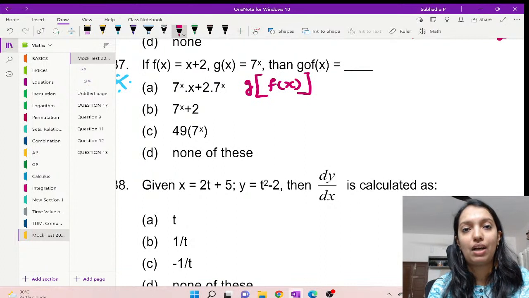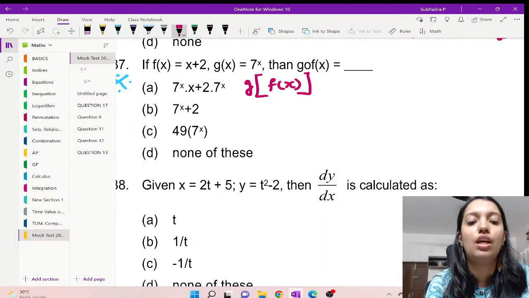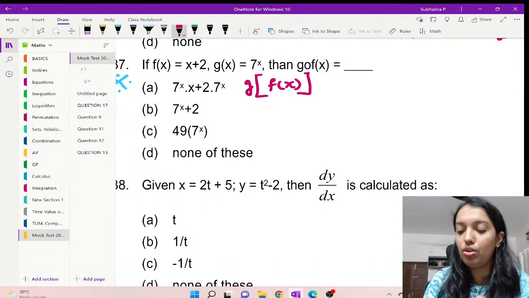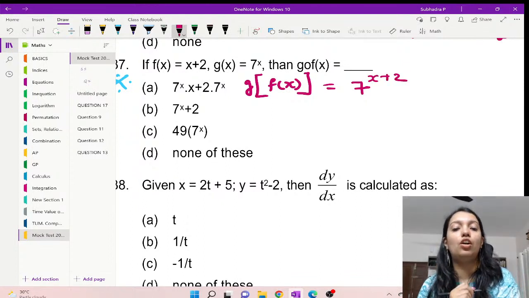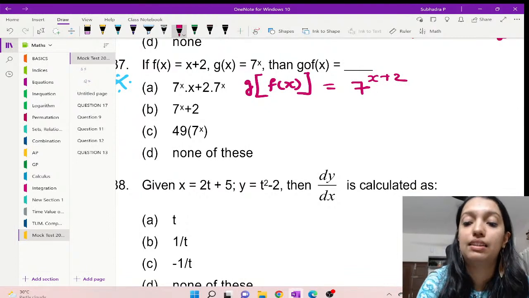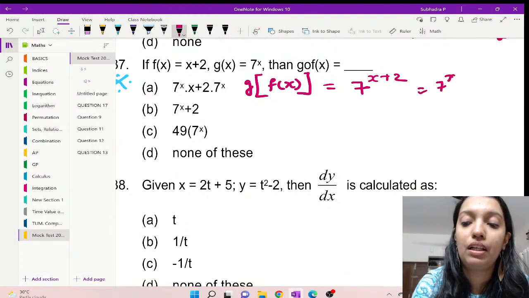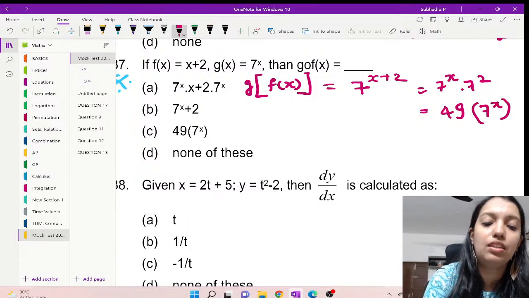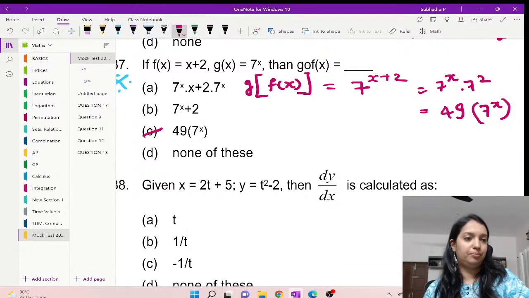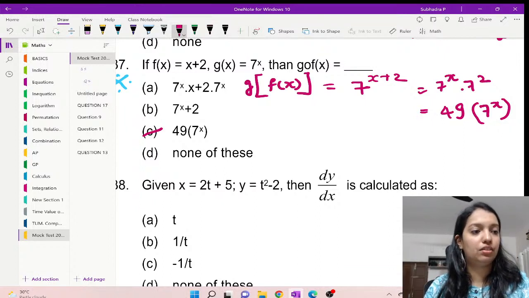Do I know the f of x value? Substitute. f of x is x plus 2. So within the bracket, what is g? x power 7. In place of x, replace with x plus 2. So this is g of f of x, which is (x plus 2) power 7. Now split this. It will become 7 power x into 7 square. What is 7 square? 49. What is 7 power x? Retain it as it is. Do we have this in the options? Yes, it is option C. Next question.